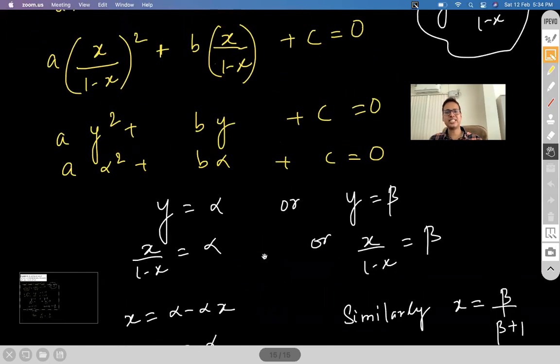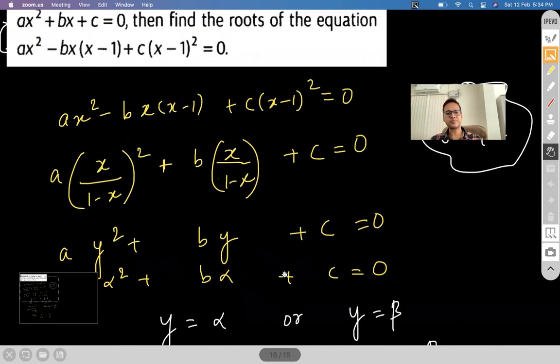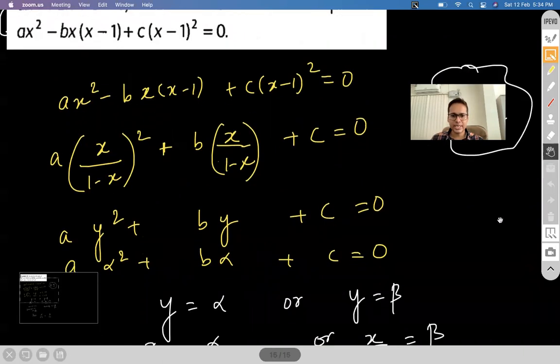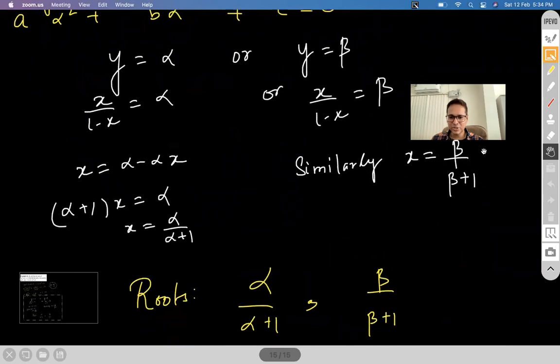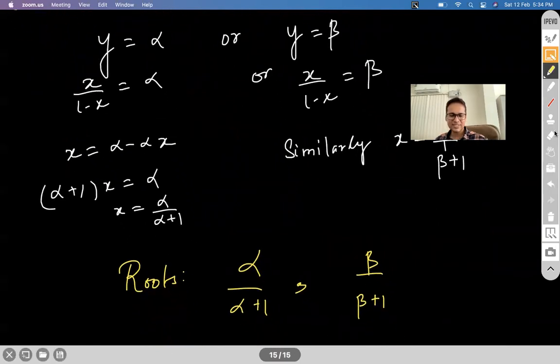Is it fine? Any questions, any concerns here? Okay, all done, copied, understood more importantly. I understand this is a slightly new concept for you because in 10th you were not taught about transformation of equations. All right, let's take one last question on this.